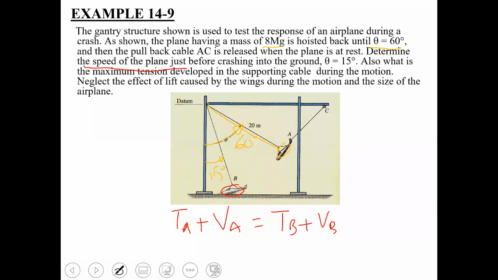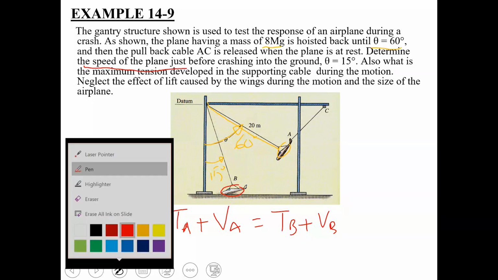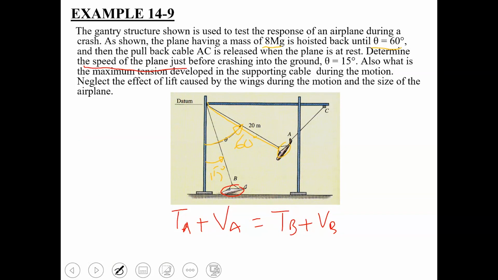What about the kinetic energy at position A? Zero sir, stationary. Since the plane is being released from rest at position A, the kinetic energy at position A should be equal to 0. That is, TA should be equal to 0. What about TB? It is going to be half m Vb square. So this is going to be the kinetic energy at position B, and Vb is unknown to you, which is going to be determined here.